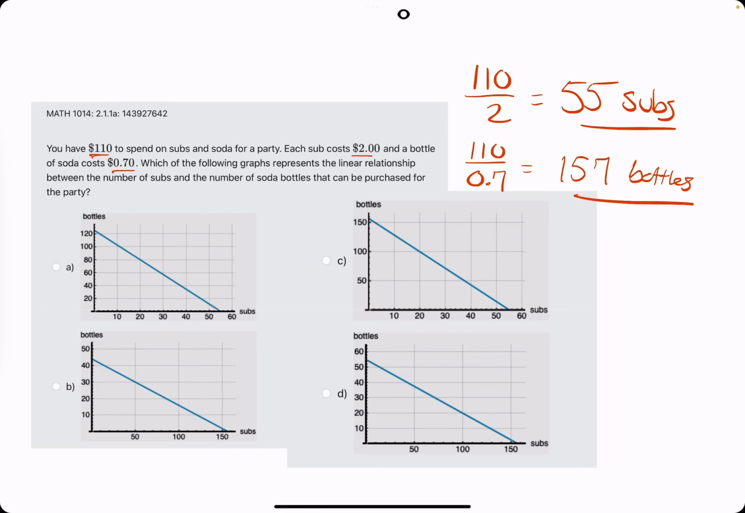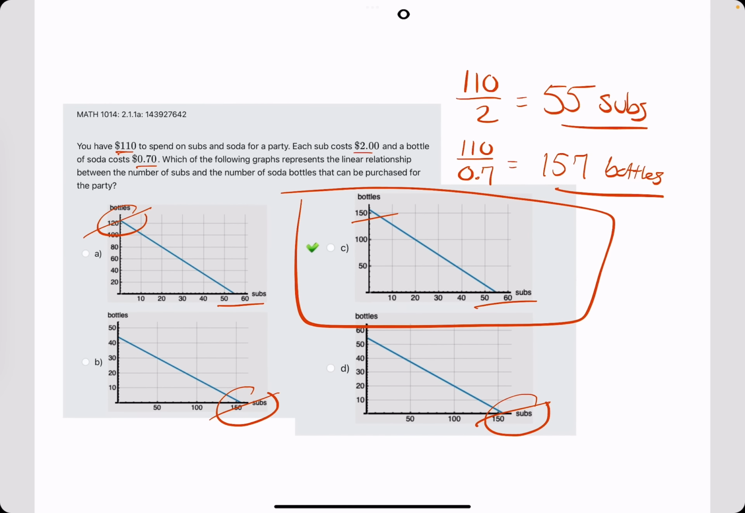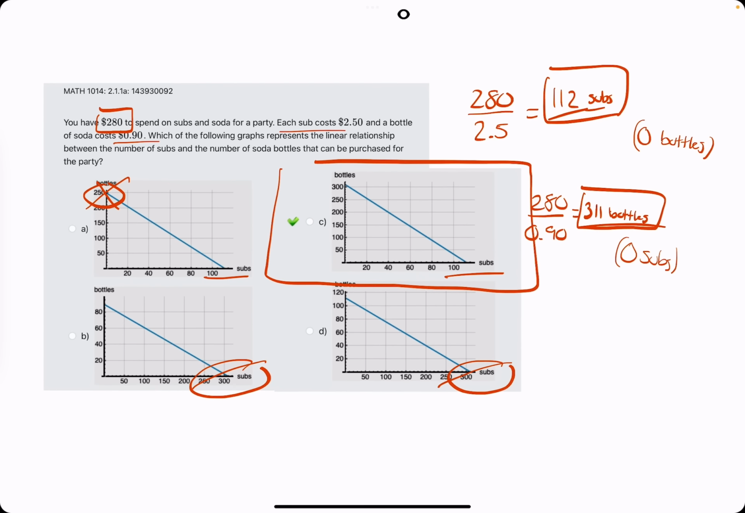So these should be our intercepts on the subs and bottles axes, I suppose. C's looking pretty good again, about 157 and then 55. Okay, subs, that's looking good, but then the amount of bottles just isn't high enough, so I'm going to go with C again. We break out the eraser to see that C is our answer. So that's kind of the method and approach for this one. Hope that makes some sense. It's not too bad. If you have any questions, though, let me know.